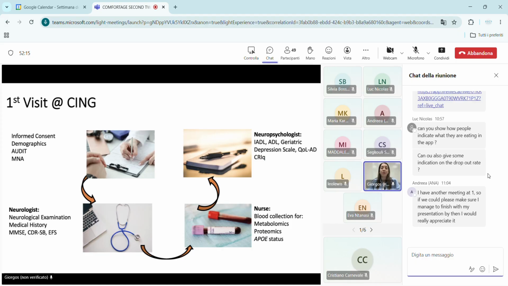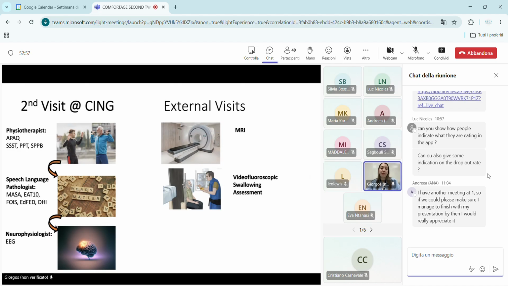So to give you more detail on what we are doing here at the SINC, first of all, the participants have their first visit where they sign their informed consent. We get the demographics and we do other tests, other questionnaires, such as the Mini Nutritional Assessment. They have a visit to the neurologist where they do the different clinical examinations, the neuropsychologist, and we also collect blood, which we're going to use for metabolomics and proteomics, as well as finding the ApoE status.